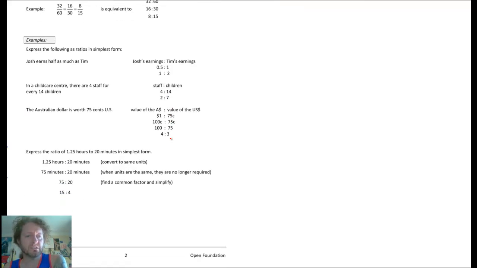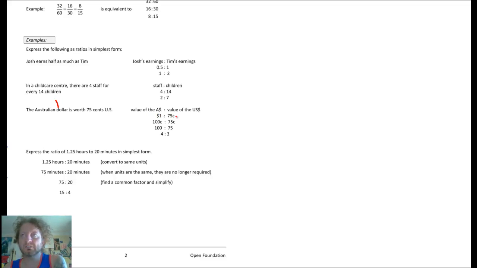The Australian dollar being worth 75 US cents, this could be way out of date, I have no idea. But I've put the Australian dollar on the left and the US dollar on the right, and it tells us the Australian dollar, as in the Australian $1, is worth 75 cents US. Well, there's the Australian dollar, and there's the 75 cents.